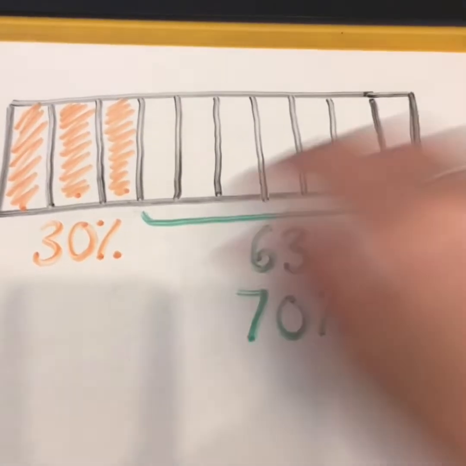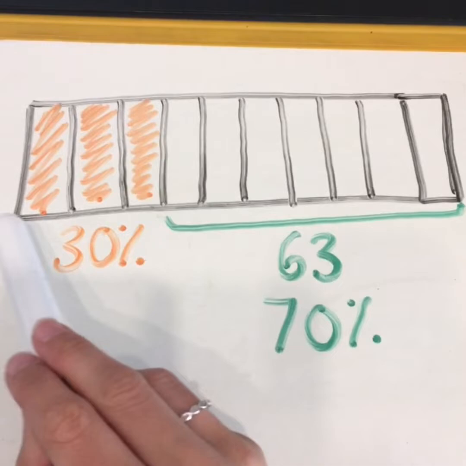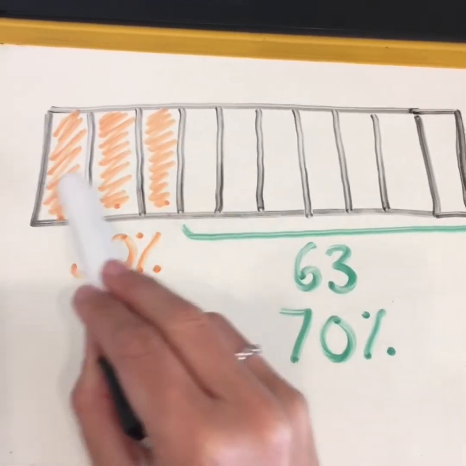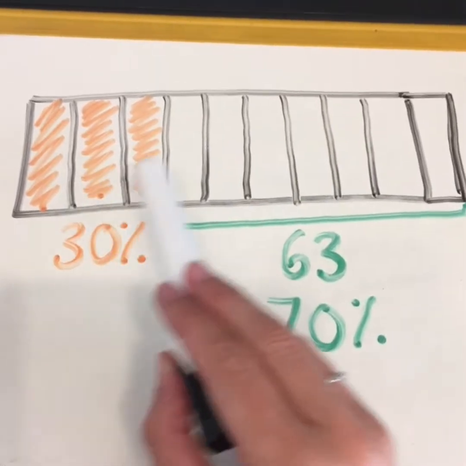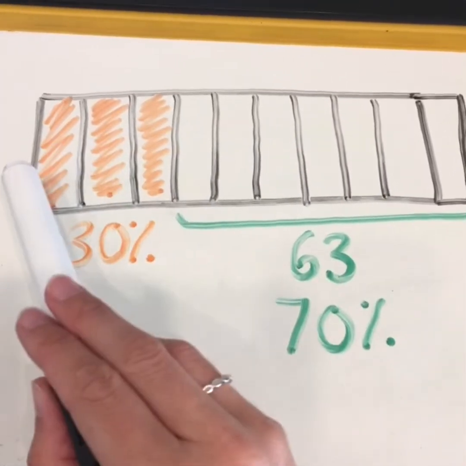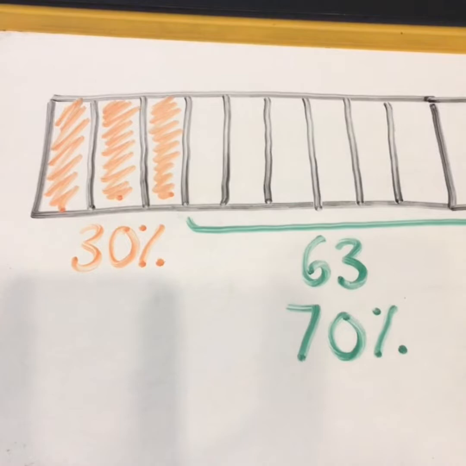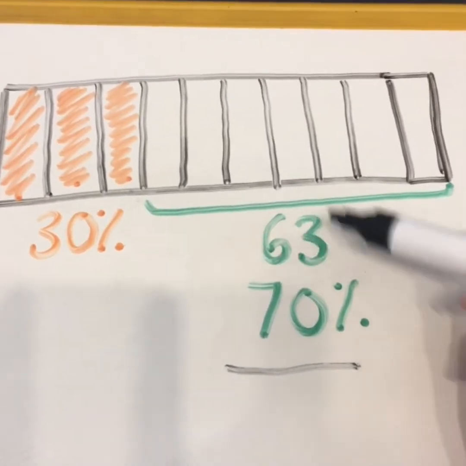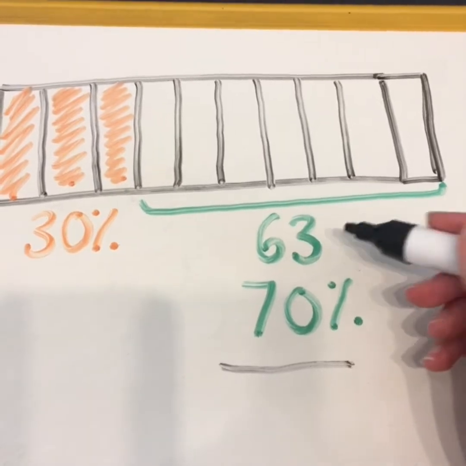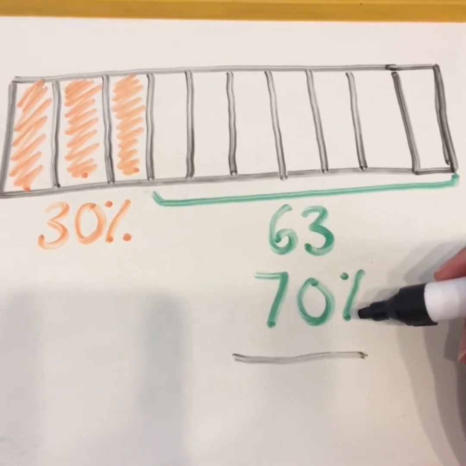Right, for number 2. I've drawn my bar model. I've got 30% of my sweets were orange sweets and the other percentage were lemon. Well, if lemon and orange equal 100, if oranges are 30%, the lemons have got to be 70%. We've also been told that 63 of the sweets were lemon sweets. So that tells me then that 63 is the same as 70%.